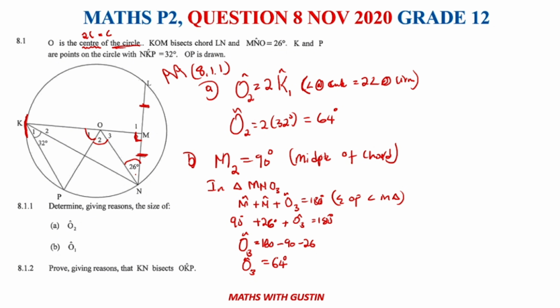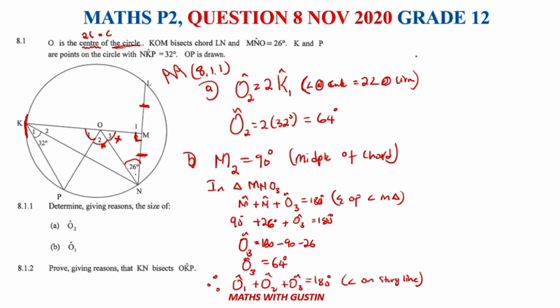Which gives us 64. Therefore, once we know this 64 and we have a look at these angles, they are angles on a straight line. So we calculated O2 initially on the previous question, and we've just calculated this one. So we can say angle O1 plus angle O2 plus angle O3 are equal to 180. Our reason being angles on a straight line. Angles on a straight line give us 180.